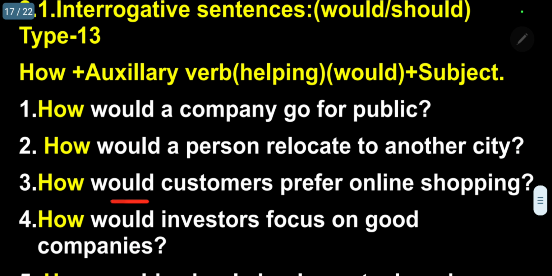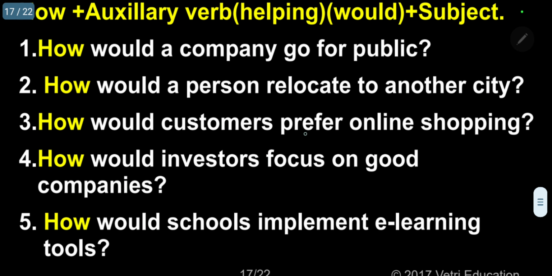Kindly follow. How would customers prefer online shopping? Prefer, main verb; would, the auxiliary verb. How would investors focus on companies? Focus, main verb; would, auxiliary.